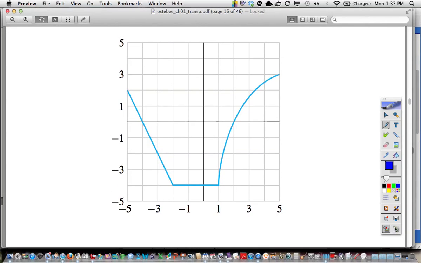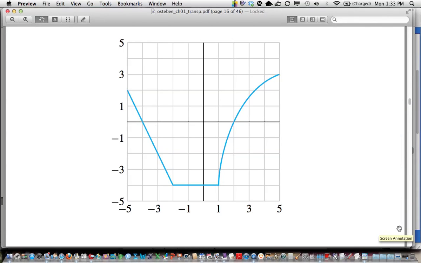Now, there's this graph, I don't know, it's called the what? G? F? Something? G. That's the G graph right there.